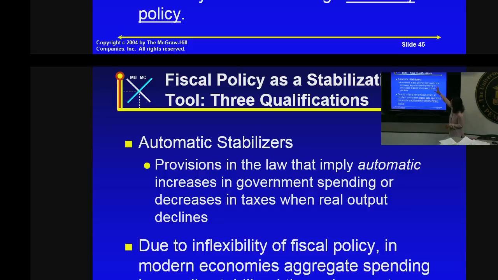Okay, so automatic stabilizers are a provision in the law that imply an automatic increase in government spending or decrease in tax. So that's expansionary fiscal policy. And then I mentioned this already, due to the inflexibility of fiscal policy in modern economies, aggregate spending is usually stabilized through monetary policy. This is on your test.